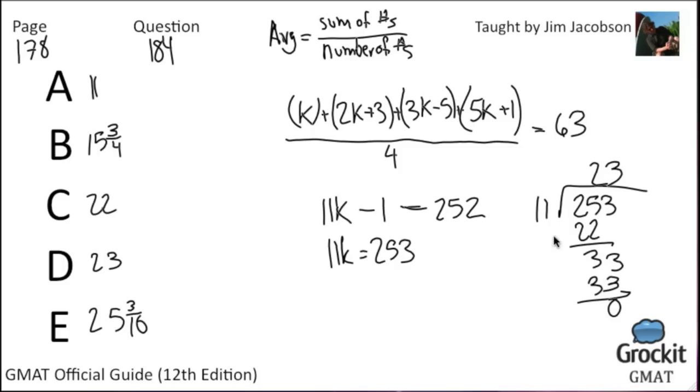Now, obviously, when you get here and see it's a multiple of 11, you don't necessarily have to do it the rest of the way. I'm doing it for your benefit. Anyway, so 11 goes into 253 23 times. k equals 23. Answer choice D.